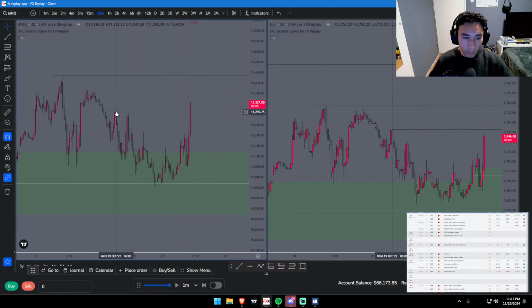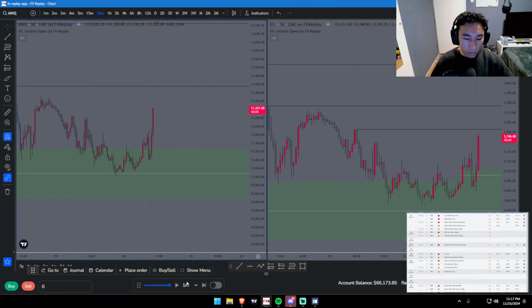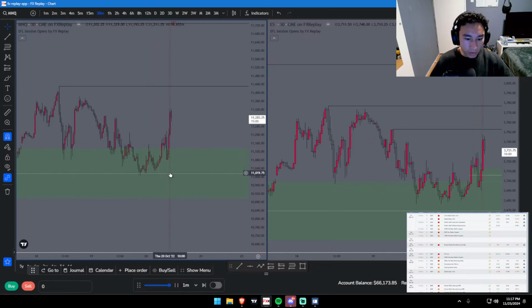If it wanted to go take out these stage of accumulation, or wanted to go to even these highs, which is actually the draw on liquidity, but yeah, no, for me, I would already be done. But let's see what we did the rest of the day.